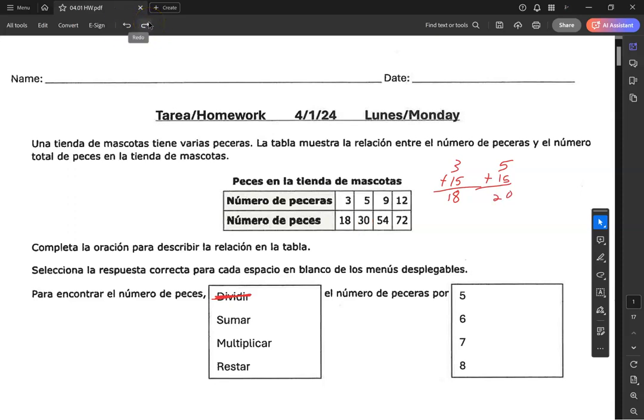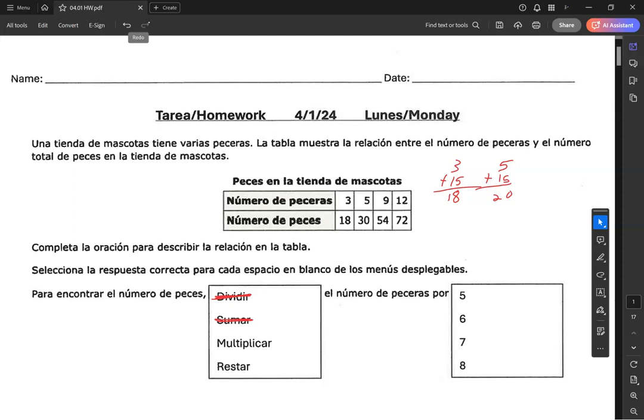So, next we're going to try adding. So, 3 plus what is 18? 3 plus 15 is 18. Okay. If I add 15 to one, I have to add 15 to the others, and it has to come out the answer. So if I do 5 plus 15, it's 20, not 30. So it's not going to be adding. No va a ser sumar.